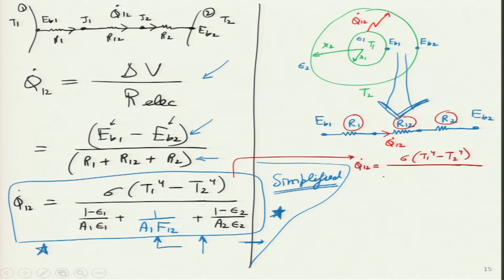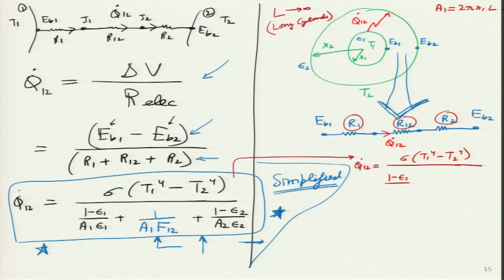So, what is the first resistance? (1 minus epsilon 1) divided by A1 epsilon 1. A1, the area 1, in this particular case I can write as 2 pi r1 into L, where I am going to assume that L tends to infinity, so it will get cancelled out in all the terms. Why am I assuming it? Because it is a very long cylinder.